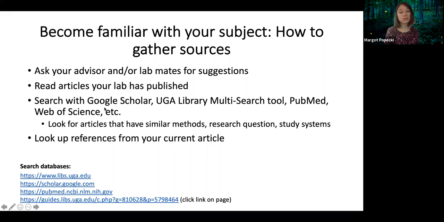Additionally, you could do your own search using Google Scholar, the UGA Library Multi-Search Tool, PubMed, or the Web of Science. And you could specifically look for articles that have similar methods, research questions, or a study system. You can also look up references from your current article. So in the example we looked at, they had all those citations in the introduction. You could then look up that reference list at the end and then also read that paper because it could be relevant to your research topic as well. So here are some links to some common search databases.